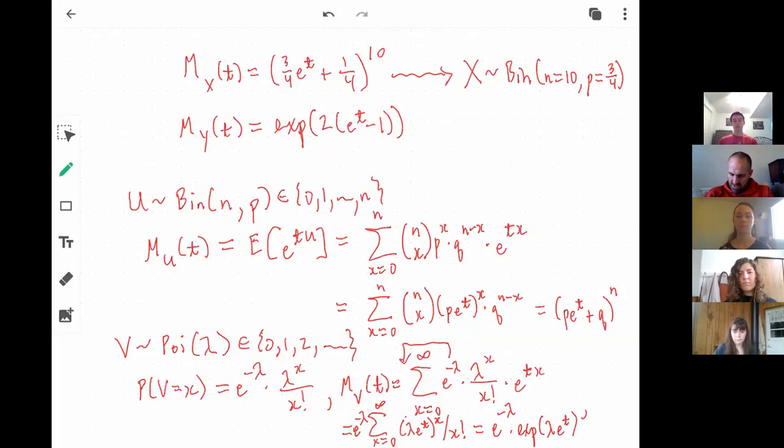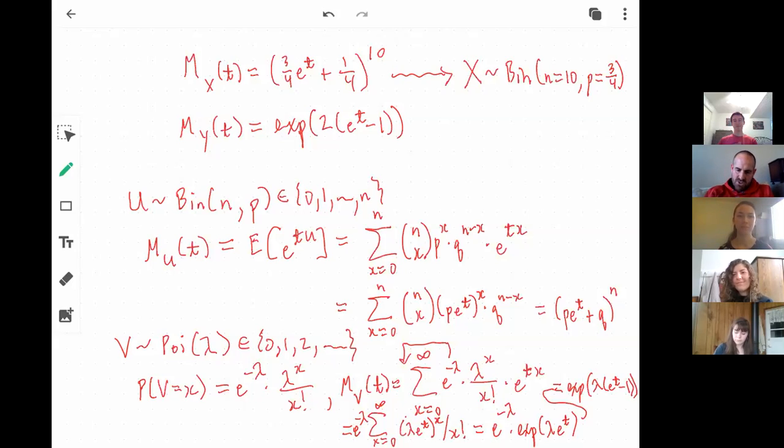And lo and behold, this right here is exponential to the minus lambda. So can't I just put that inside of the other exponential also? Yeah? So this ends up being the exponential of lambda e to the t minus lambda. So let me just write lambda times parentheses e to the t minus 1. Huh!